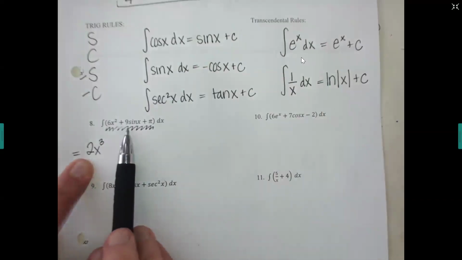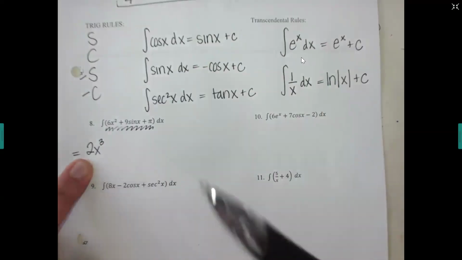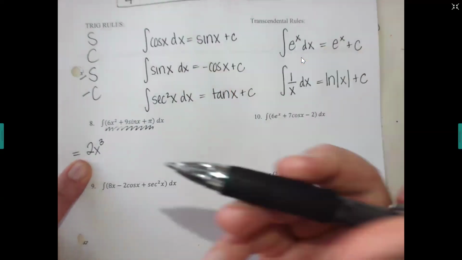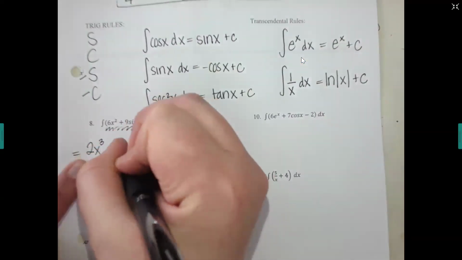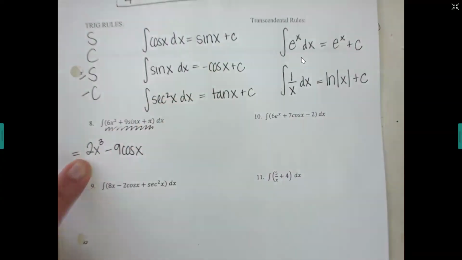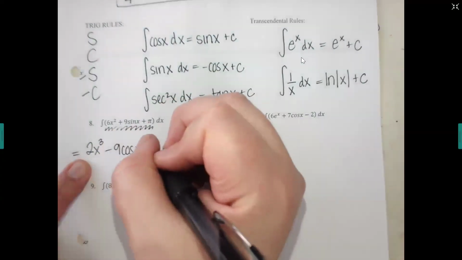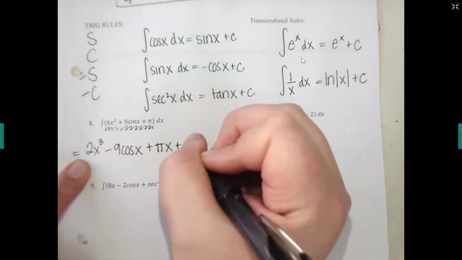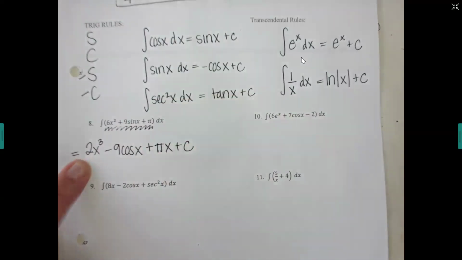Okay, next one is a positive 9 sine. If I'm already at positive sine, where do I end up? Negative 9 cosine. Then remember that pi is just a constant. What's the antiderivative of plus pi? Pi x. Okay, and you're done.